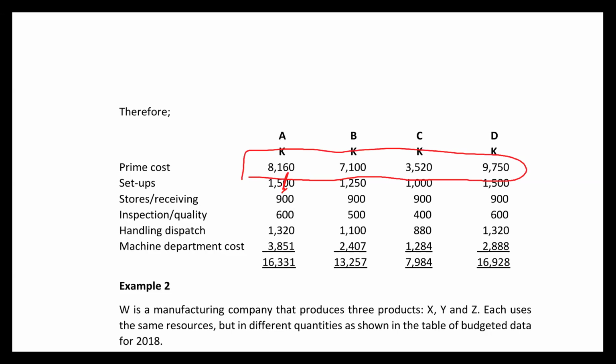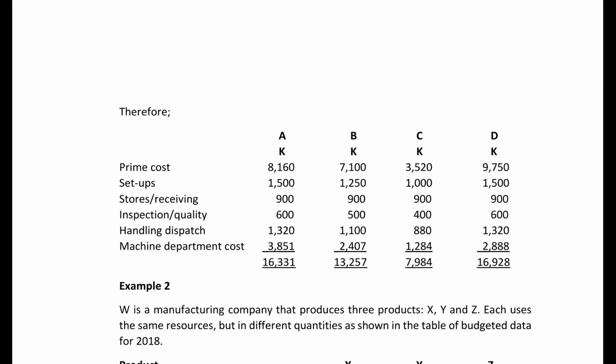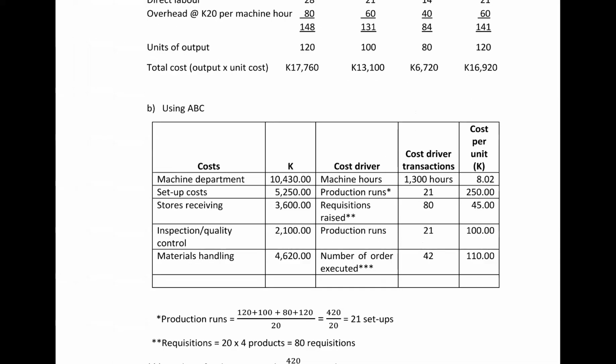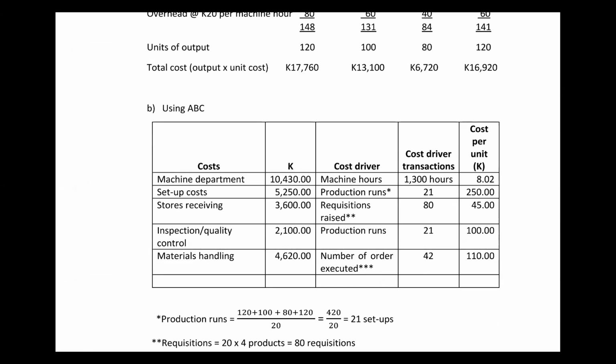You have to go back now to check the cost per unit of a setup and how many setups there were for each product. The cost per unit for a setup is here. It is 250, right? We have calculated 250. This is to be multiplied by the number of setups. Now, for the number of setups, you need to use the production runs. What is the total number of production runs per product?